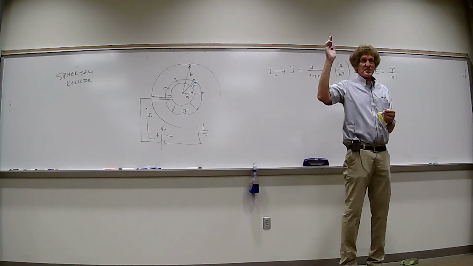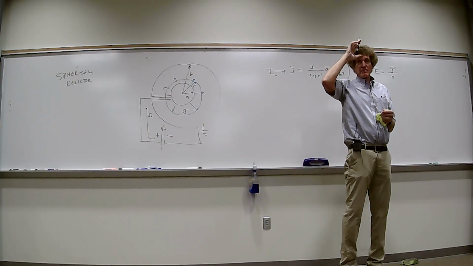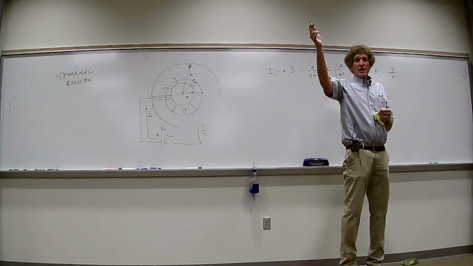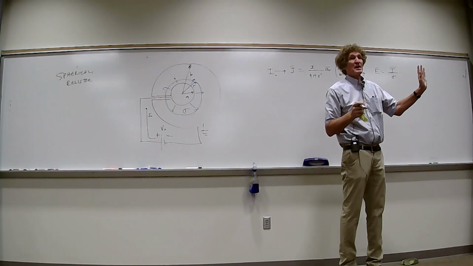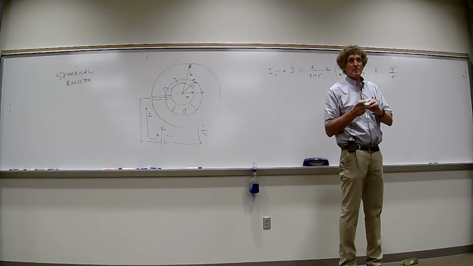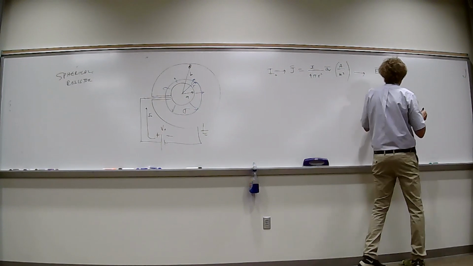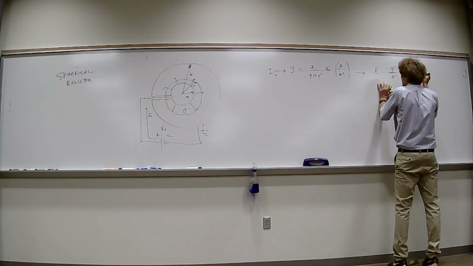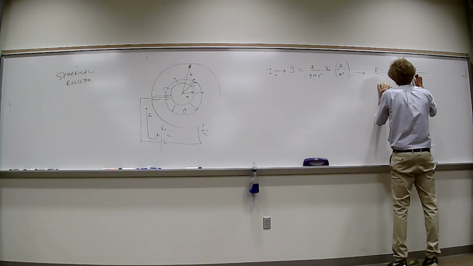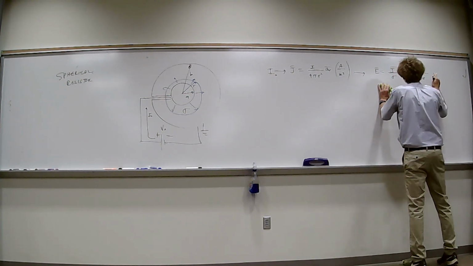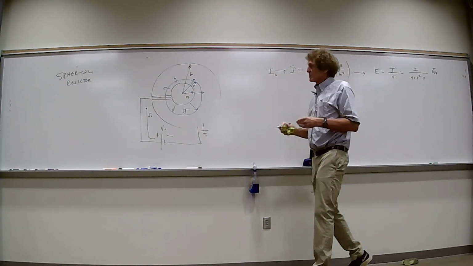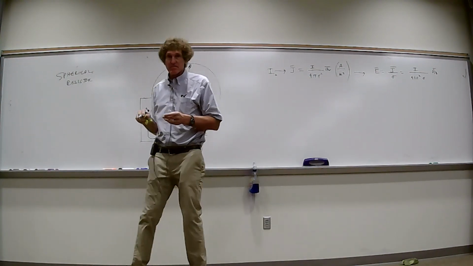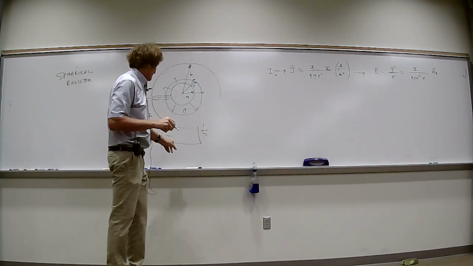Y'all see this, class? This is the method you use 99% of the time. There's one exception, I'll get to that. Now, after that, I have I over 4 pi r squared divided by sigma, and that's E in the a_r direction. Finally, I'm going to get the voltage between the inner and outer conductor. That's this voltage.